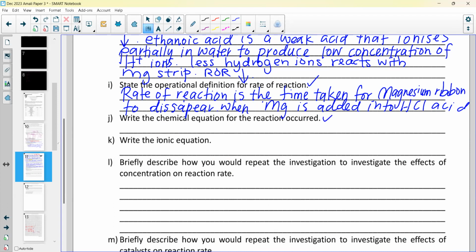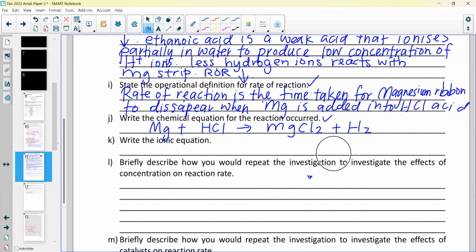Mg plus HCl. What do you get? MgCl2 plus H2. Why? Because magnesium will form Mg2+, and Cl will form Cl-. Therefore, when they combine, they become MgCl2.